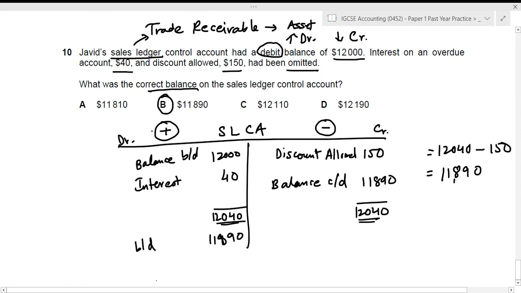For this format of the sales ledger control account, you can actually go into the description and see there are a lot of different topics I have covered, and notes are provided with a lot of different formats, including sales ledger control account as well.